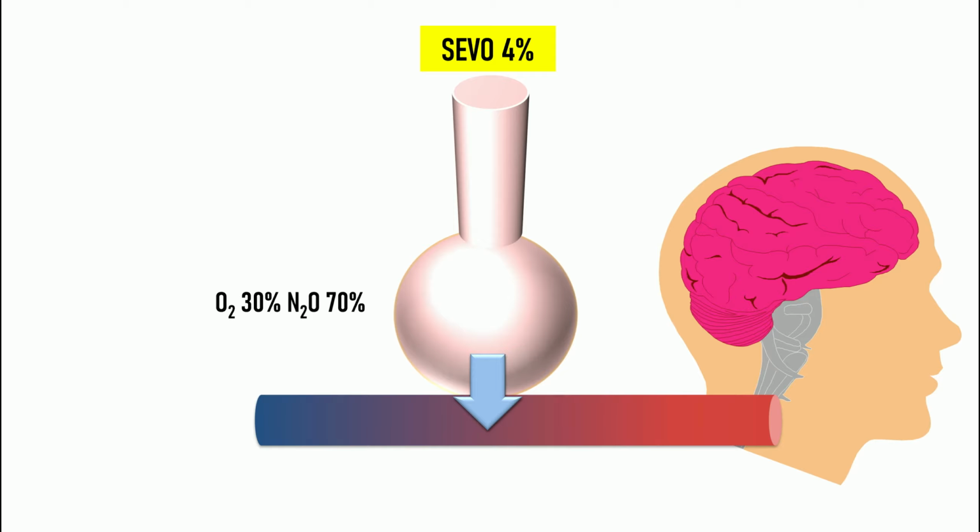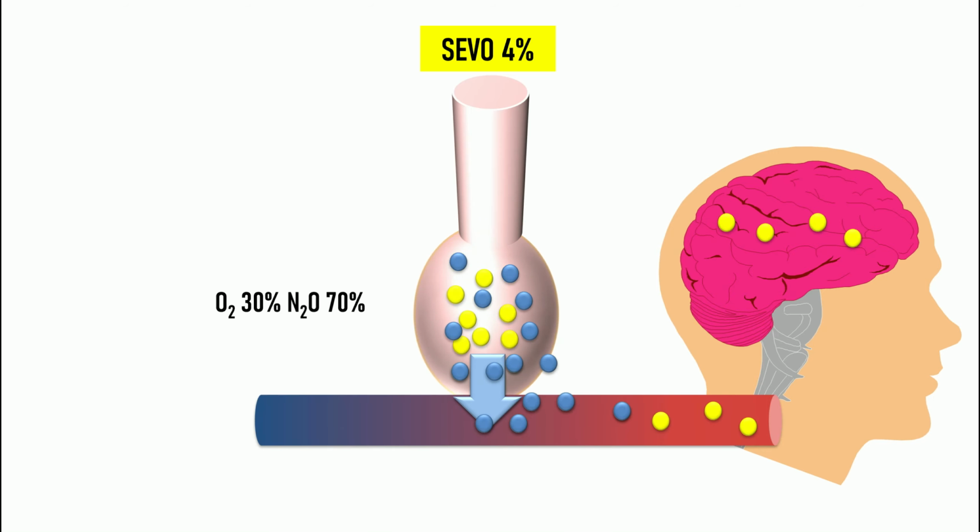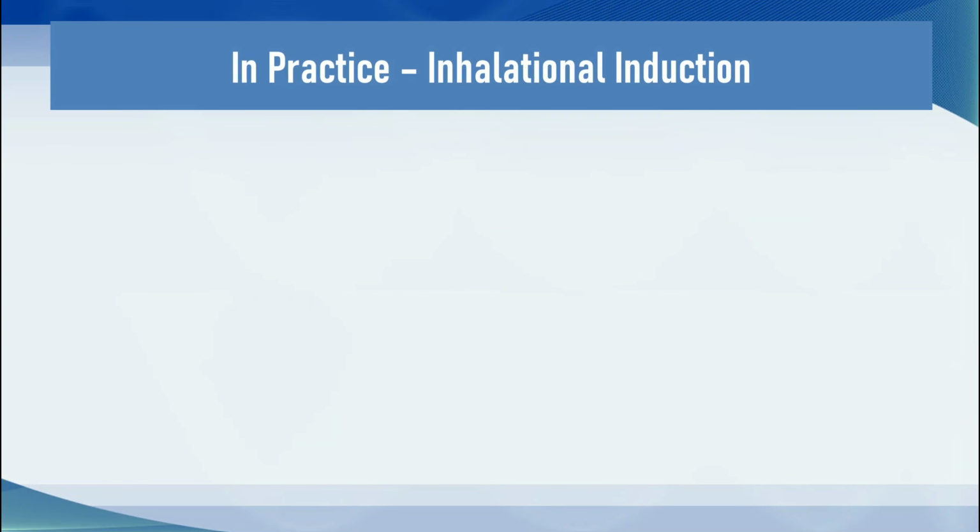Because nitrous oxide is administered in high concentrations, that's 50 to 70%, its rapid uptake removes a large volume of gas from the alveolus. As the alveolus shrinks, the remaining sevoflurane becomes more concentrated, increasing its alveolar partial pressure and driving faster uptake into the blood and ultimately to the brain. This is known as the second gas effect.